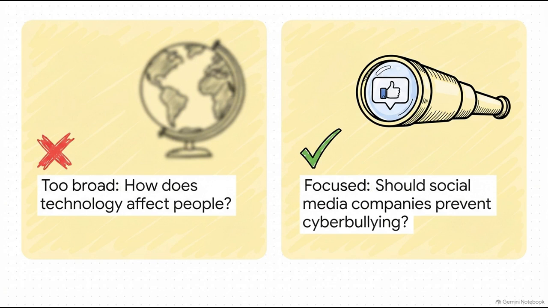Let's compare these two examples taken directly from the syllabus guidelines. The first one, how does technology affect people, is way too broad. It's like an ocean. But the second one, looking at social media companies and cyberbullying, is brilliant. Why? Because it immediately opens doors for exploring different perspectives, testing real evidence, and considering actual practical solutions.